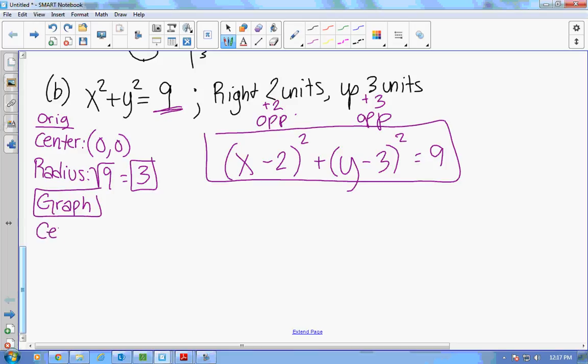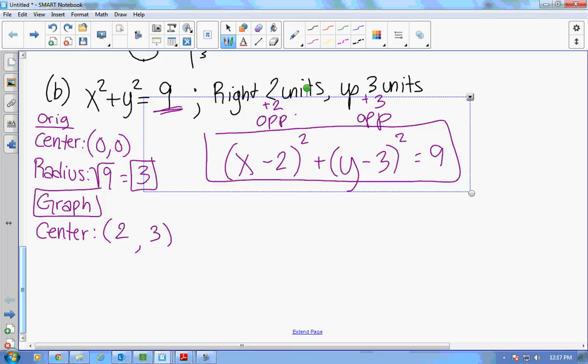Now we have a center at... if it's ever in parentheses, we think opposite. So this one's opposite, opposite. Gerardo, what's the center point? Opposite, opposite. So it would be 2, 3. And our radius is the same as above. The radius is the square root of 9, which is positive 3.